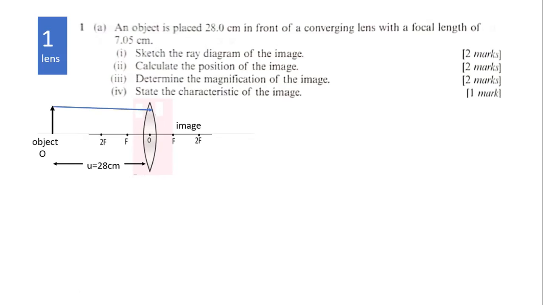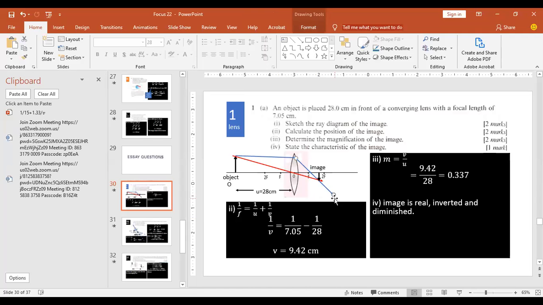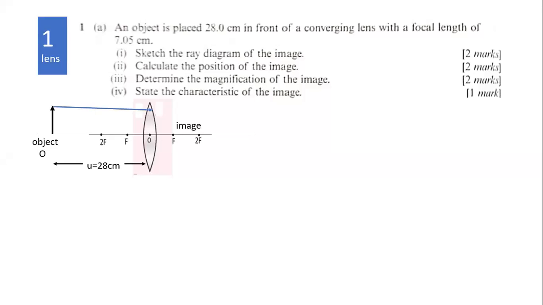Yep, parallel to the axis. And after that, pass through the principal focus or focal point. Sorry, I don't know why it's out, slightly out. So it should be here. Okay, that's all. 2 marks.